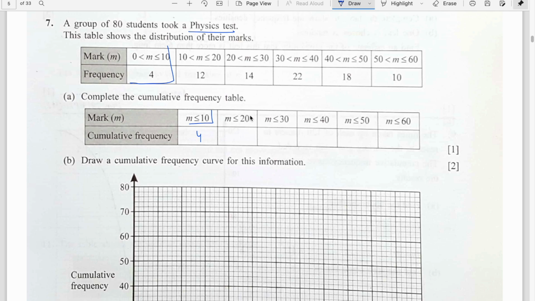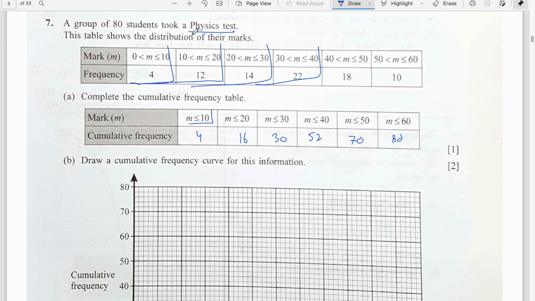Now second part says less than 20. Less than 20 are all these. So 12 plus 4 is 16. Then less than 30 are all these. So 16 plus 14 is 30. Then less than 40, all of these. So 30 plus 22 is 52, plus 18 is 70, plus 10 is 80.